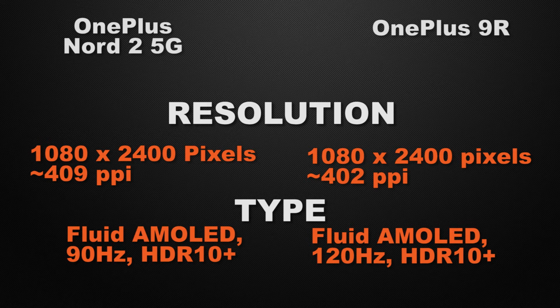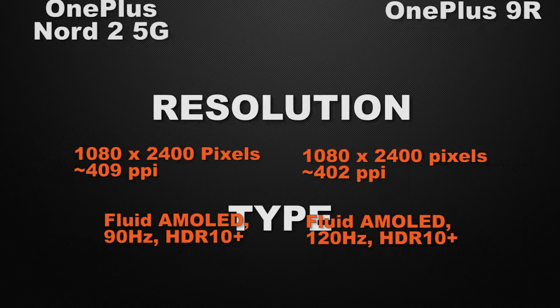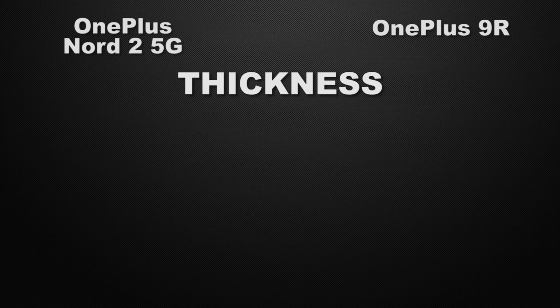So it's a tie because both of the devices have the same display panel. Moving to the body features of the devices, let's start with the thickness of the devices. Nord 2 has 8.3 mm of thickness, whereas 9R has 8.4 mm of thickness. So I will call it a tie because both of the devices have approximately the same thickness.